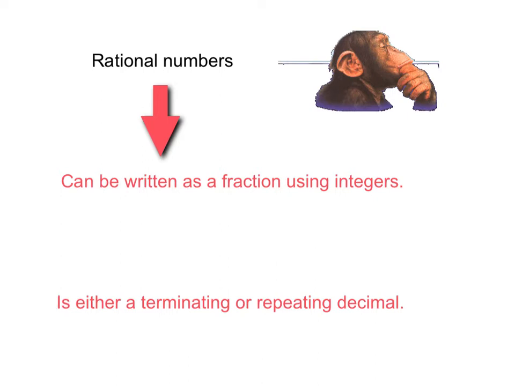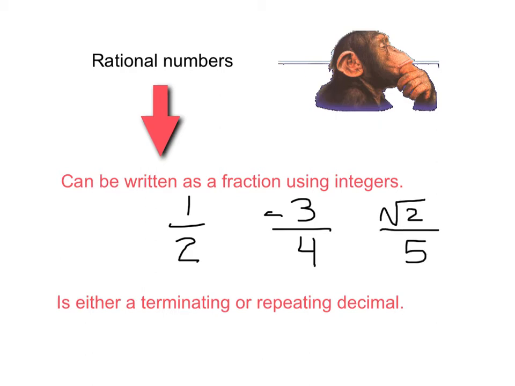So let's do an example of that, a fraction using integers. So 1 over 2. 1 and 2 are integers, so it's a fraction that is considered a rational number. All right, how about -3 over 4? All right, well, -3 is an integer, and so is 4, so that meets our definition. -3/4 is a rational number. How about this? Square root of 2 over 5.